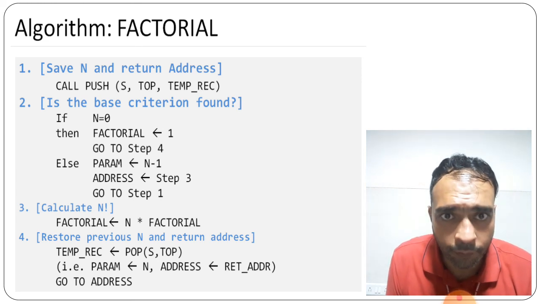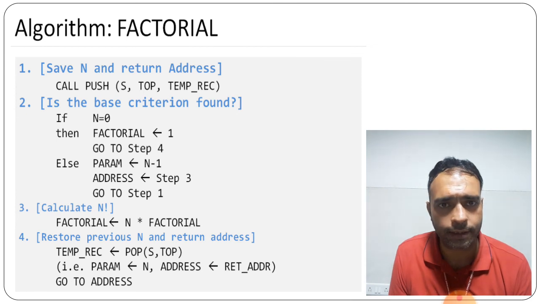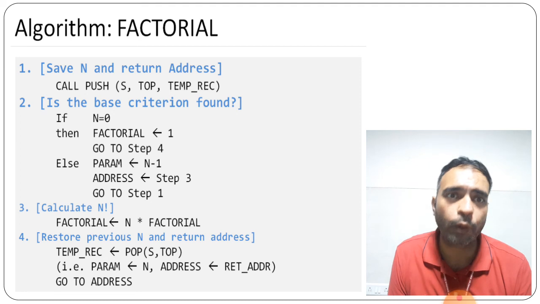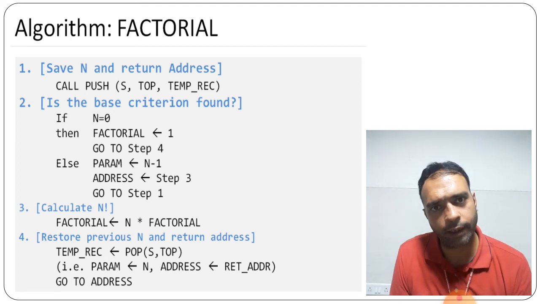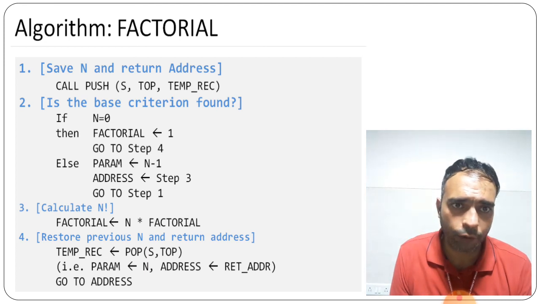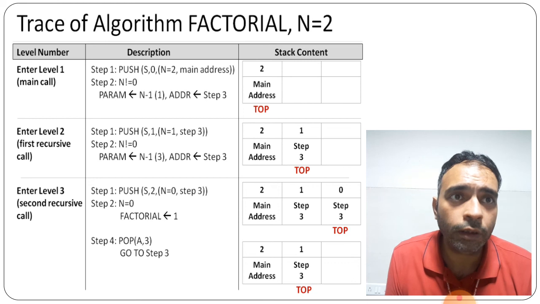And for that the fourth step is to return the previous n and return address. So what we have to do is pop the value from the stack and give it to the temp record, that will give that parameter, that is the value of n, and the address, that is the return address. So finally we have to go to that address, and this is how the factorial is done.